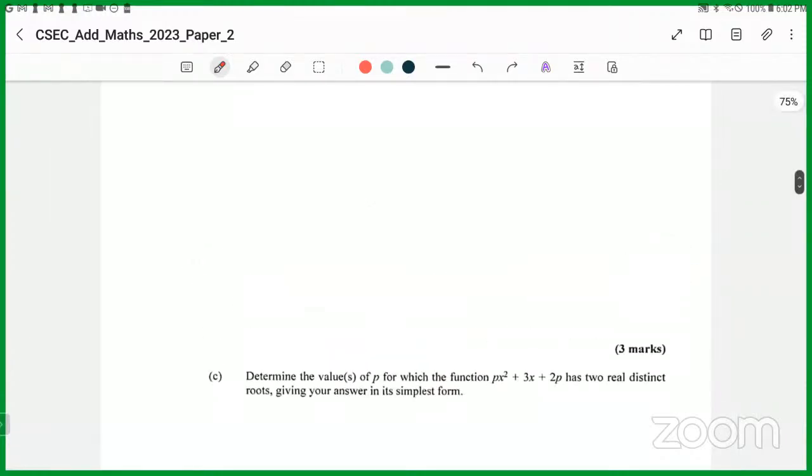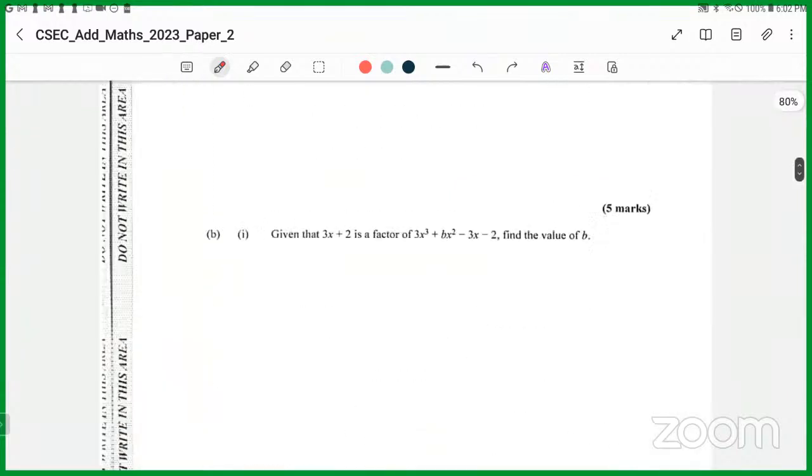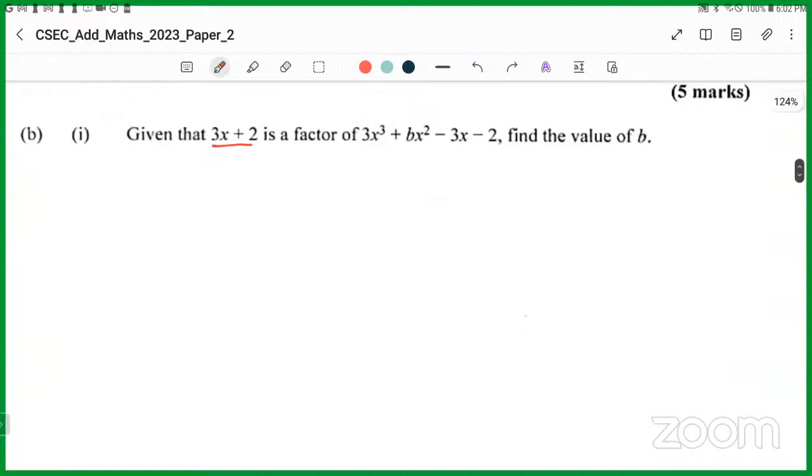I'll look at this next. So what you're going to do for me is find the B. They tell you that this thing is a factor of this expression. Find the value of B, and then you're going to factorize it fully after you find the value of B. So let me bring up the clock.